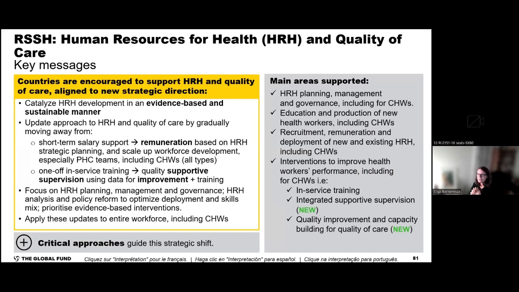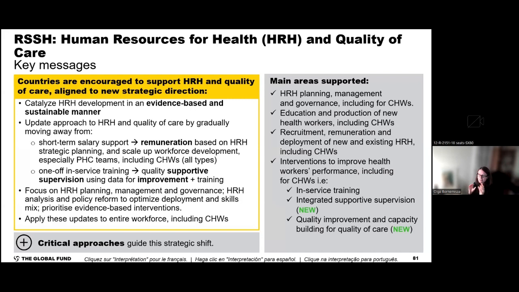As I was saying, we'd like it to be more evidence-based. So there's also this focus on HRH planning, management, and governance, because we need the HRH analysis to be done to inform the policy reforms, because the ultimate aim is to try to optimize the deployment and the skills mix of the human resources for health in the country. And of course, we want to prioritize evidence-based interventions. Just to flag that all of these updates apply to the entire workforce, including community health workers.